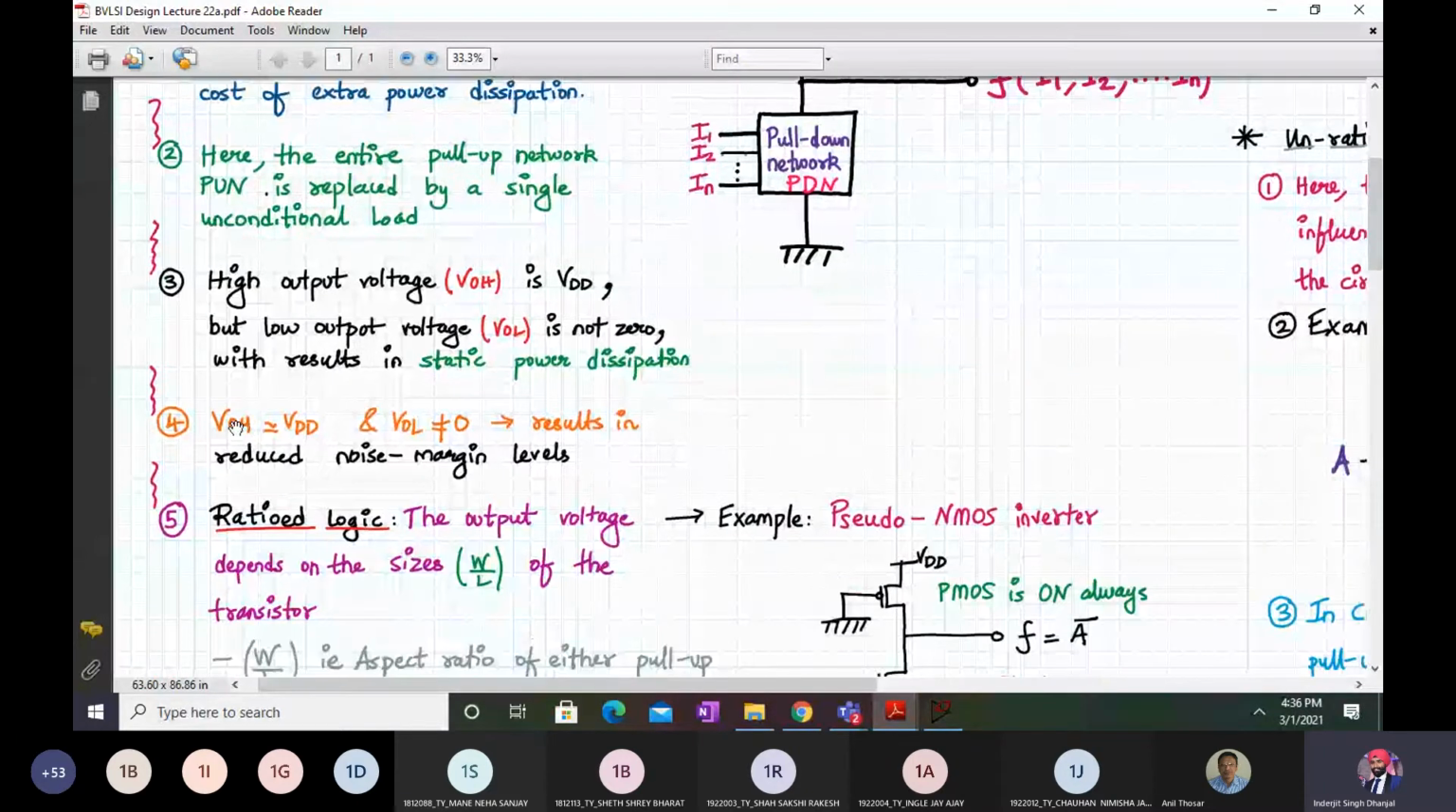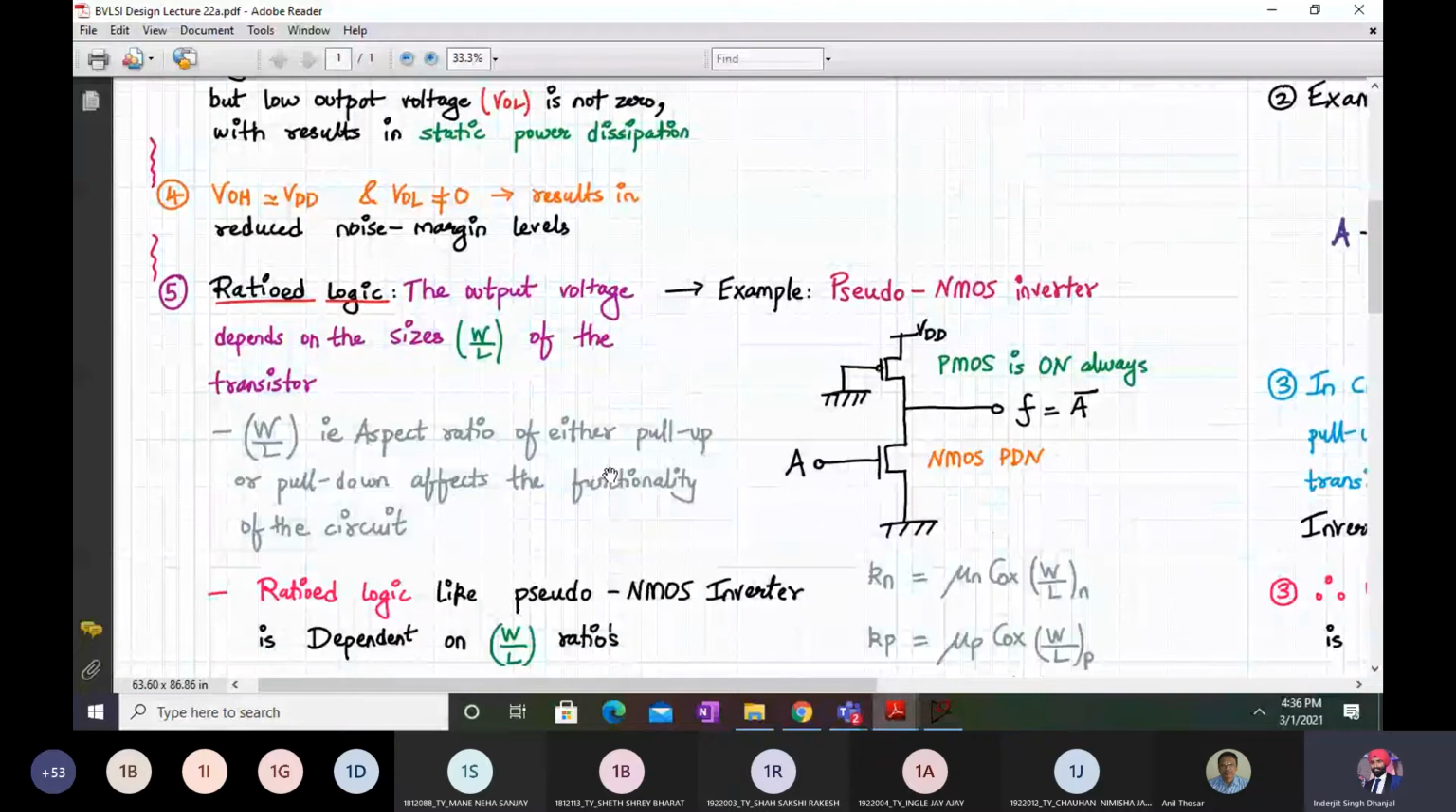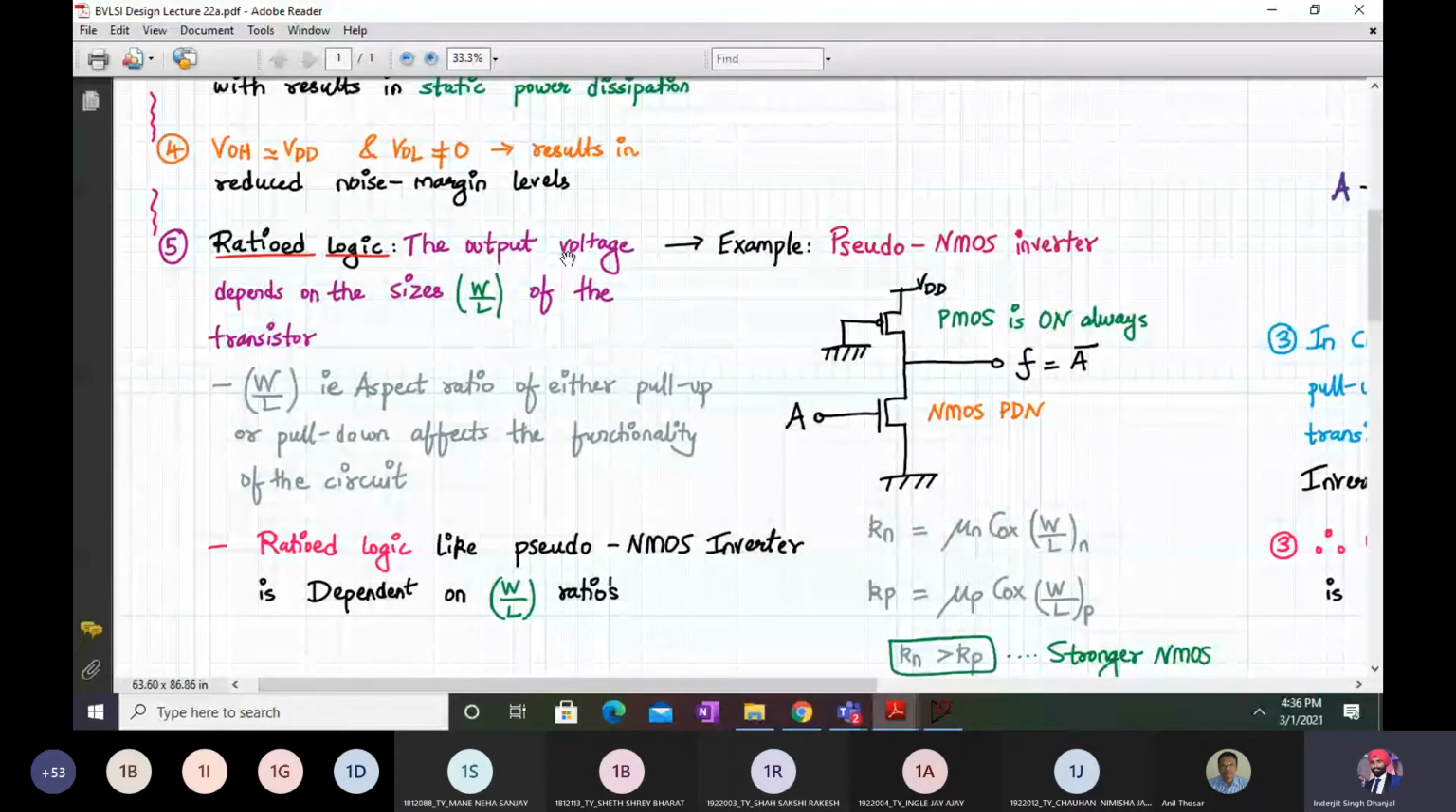Okay, and since VOH, that is the output high level, is VDD, and VOL is not equal to zero, it will result in reduced noise margin levels. Okay, so a simple example of a ratioed logic is the pseudo NMOS inverter. Now you might see a CMOS inverter, this is a pseudo NMOS inverter. So in a pseudo NMOS inverter, if you apply A to the NMOS pull down, you will get at the output A bar. So this is a simple inverter.